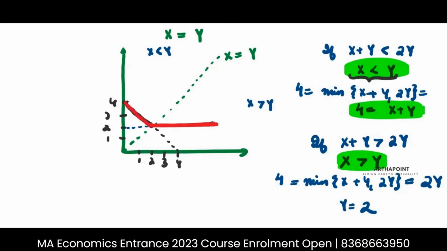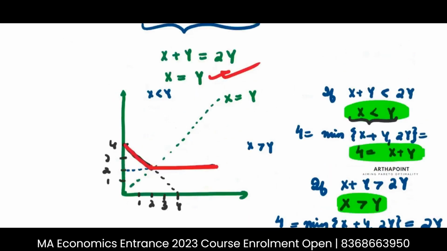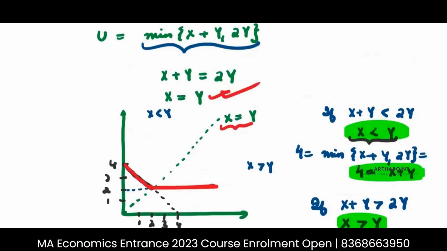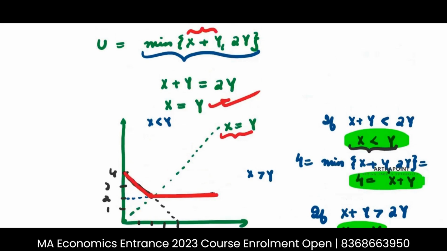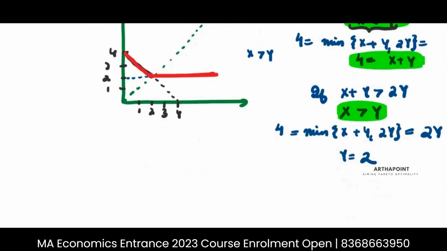Only fixed steps have to be followed in these questions. You find the kink line, you plot that line, then you check what happens if this is the minimum of the two. When will that happen? Then you plot that in that region. What happens when the other is the minimum? You plot that in the other region. And you get this IC.